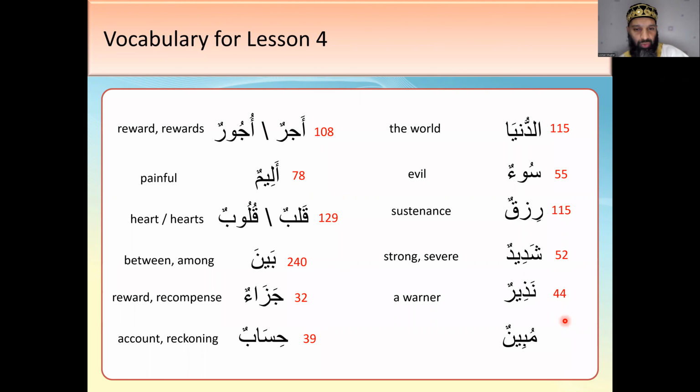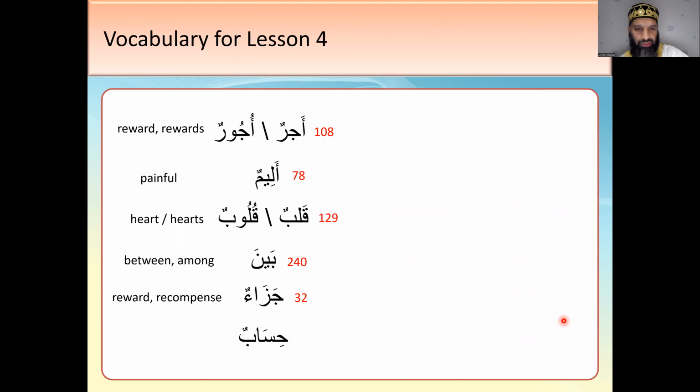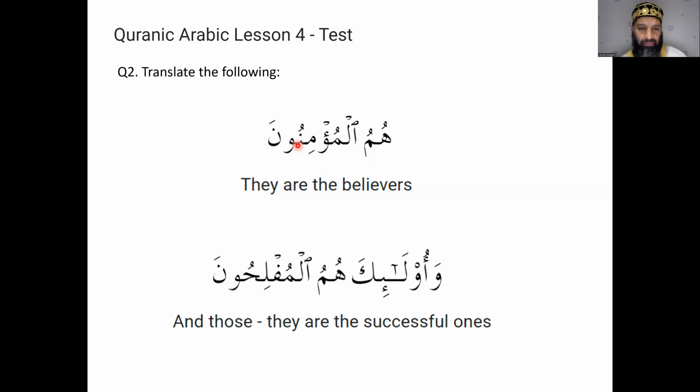So somebody just asked a question. Just going to reverse back quickly. Somebody asked why are these marfu? Look, mu'minuna is marfu, and muflihuna is marfu. Can anybody answer why these are marfu? Yes, una, that's una, but why is it una? Why is it not ina? Why is it not mansub, or why is it not majroor?